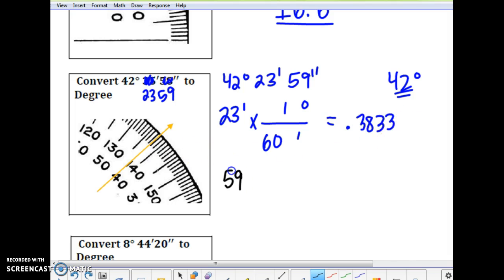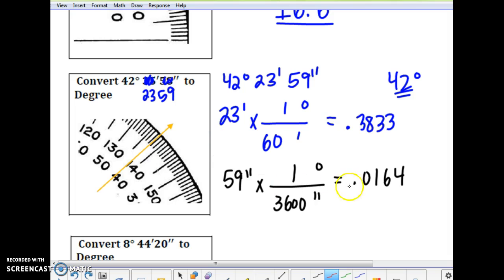The next one is 59 seconds, so we're going to put seconds on the bottom. I want it to be in degrees. For every 1 degree, that's 3,600 seconds, so that's 59 divided by 3,600. That's going to give me 0.016, and this time we're going to round. So this is our decimal equivalent for those minutes and those seconds. So I'm going to do 0.3833 plus 0.0164, and that's going to be my decimal. So my answer is going to be 42.3997 degrees. So I added these two to get to that actual decimal part. We're going to go 4 places.